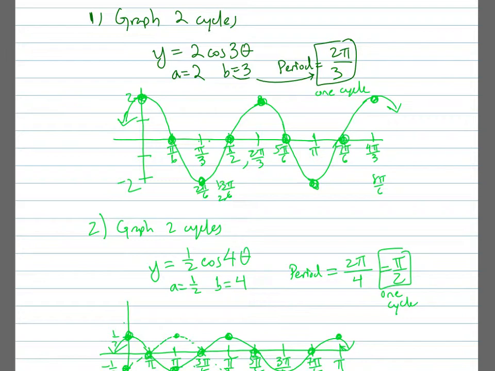So there it is. That's 1 cycle. 1 cycle is 2 pi over 3. All right, let's go ahead and graph that. So we're going to do 2 cycles. Let's do the first cycle first. 4 ticks for 1 cycle. Okay, we label 2 pi over 3 right here.